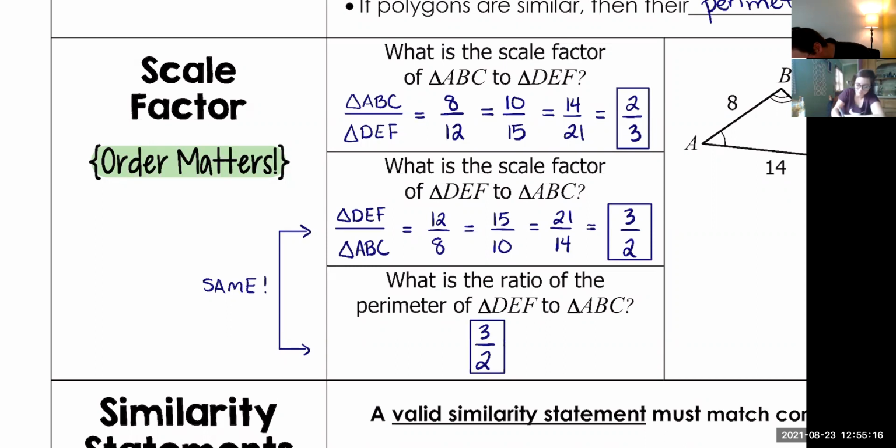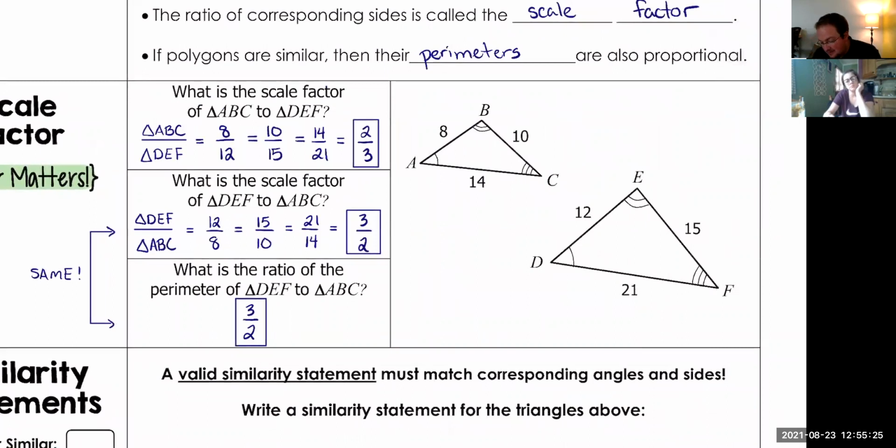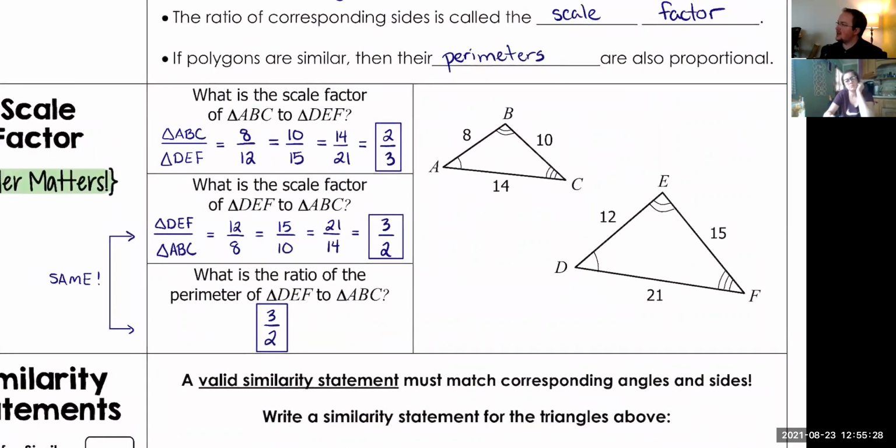Now, if you're a bit leery of that, you could add up all the sides of one triangle to find its perimeter, add up all the sides of the other triangle to find its perimeter. So long as you put the perimeter of DEF over the perimeter of ABC, you should still, in fact, get that same exact ratio. So fractions are big today. And the order is important.